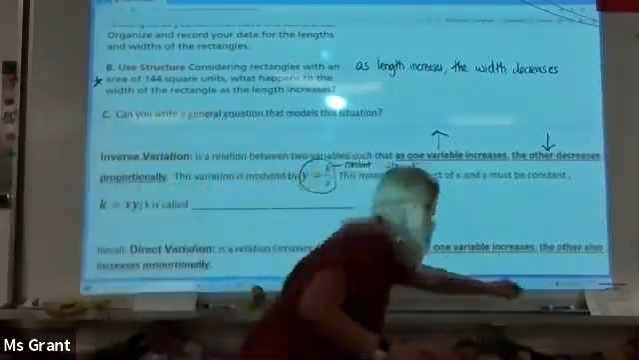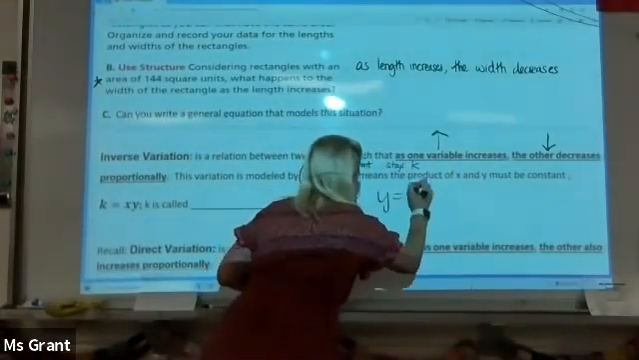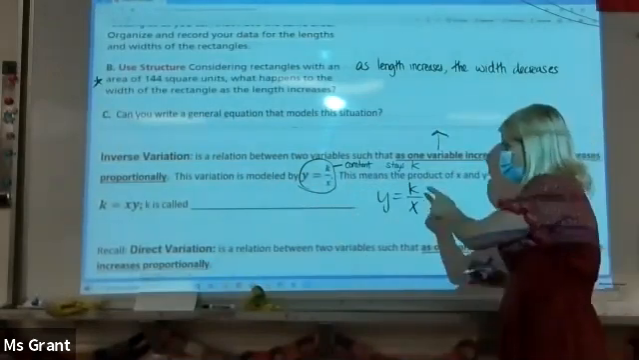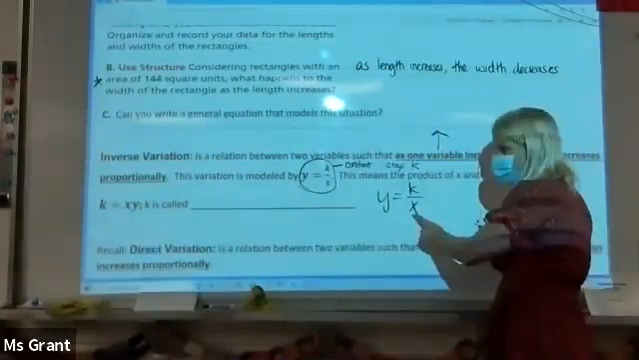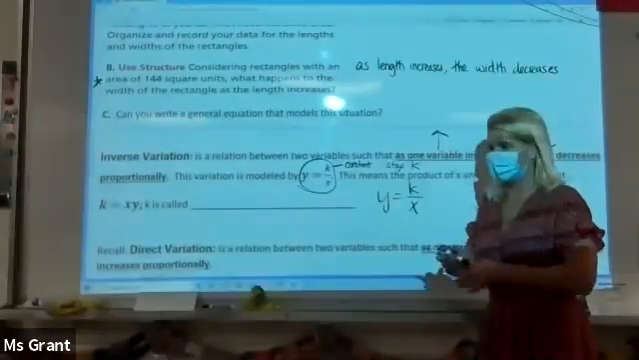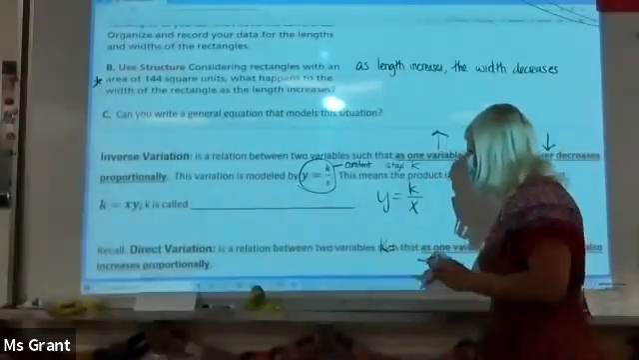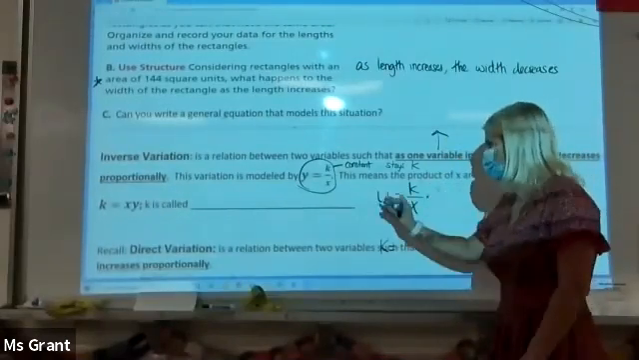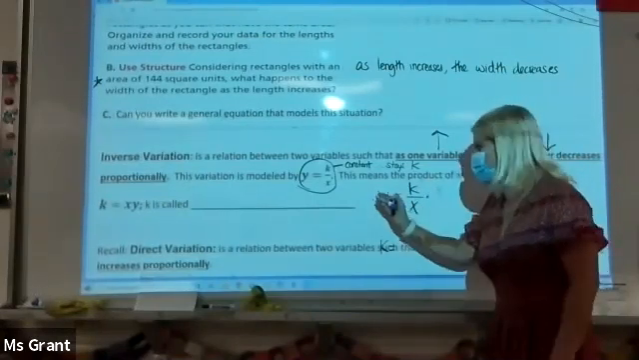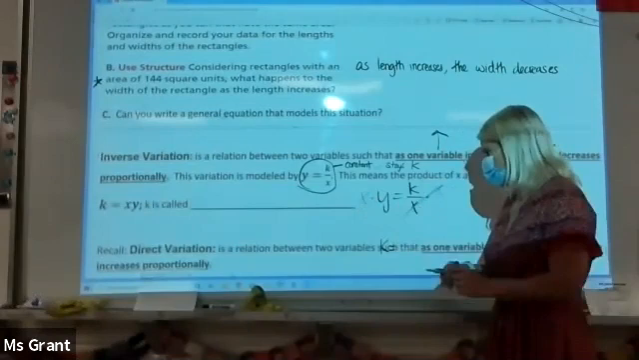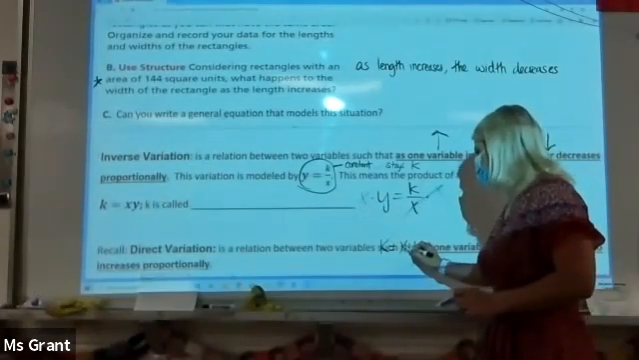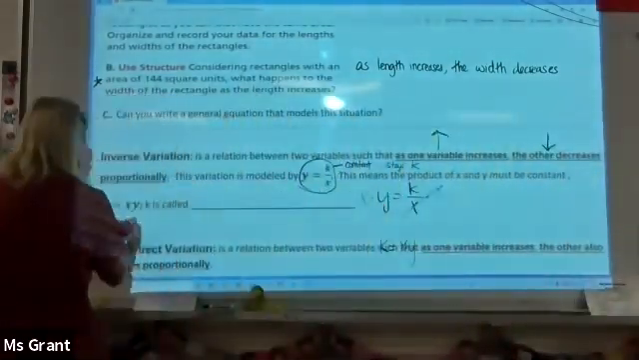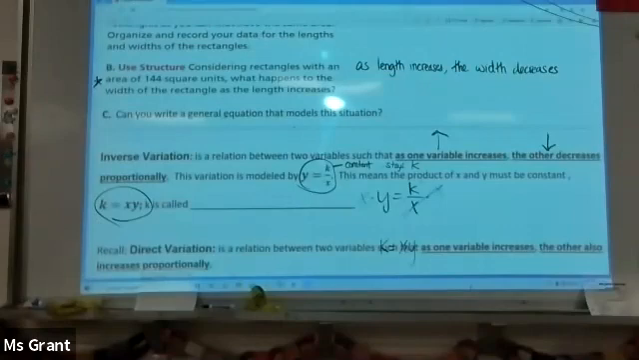Let me get a blue so I can show you. In the case that I wanted to solve for K, I'd have to get rid of X. So I'm going to get K alone. Since it's K divided by X, I'm going to multiply by X on both sides. K equals X times Y. Both of these represent inverse variation. Y equals K divided by X, K equals XY.